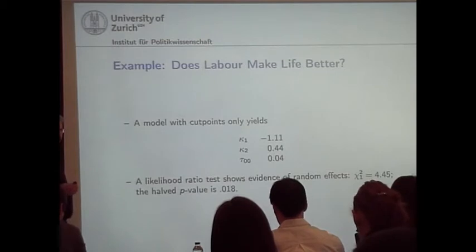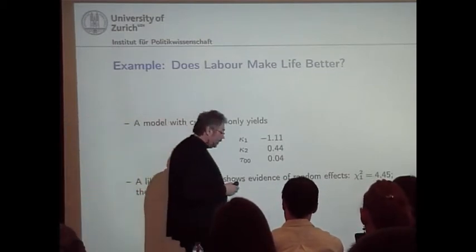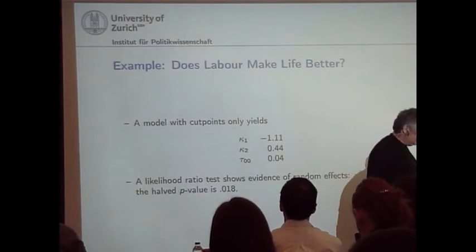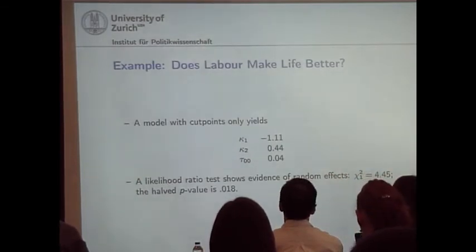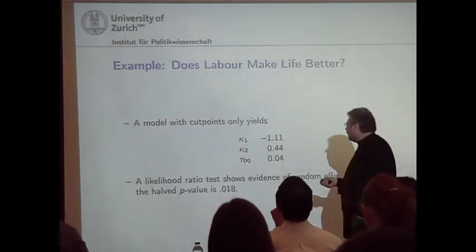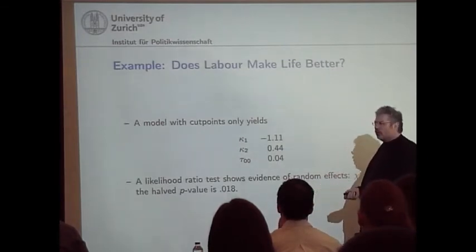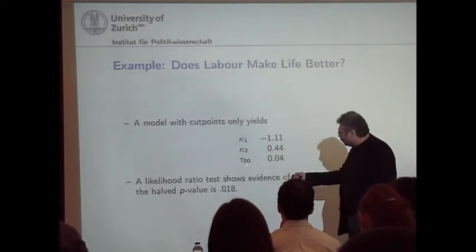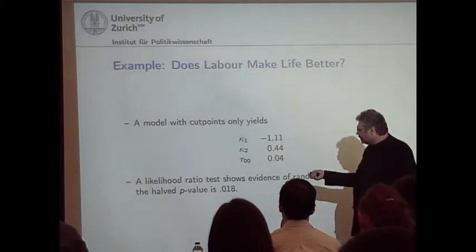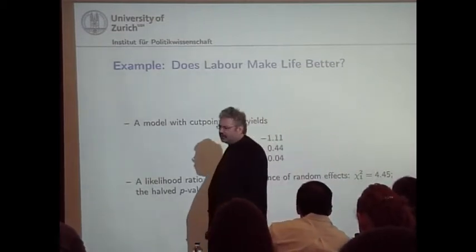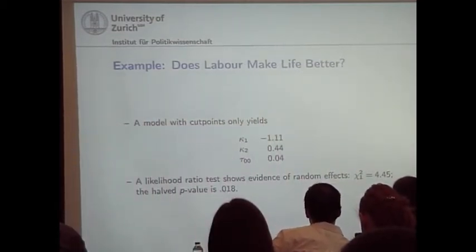So here we go back to the example. Does labor make life better? And there are no predictors in this model. The only thing that is in there is the cut points and this delta 0. And this delta 0 ends up having a fairly small value in terms of its variance. The variance of the delta 0 is 0.04. So you might wonder, well, is that really enough to say we really need to do this?